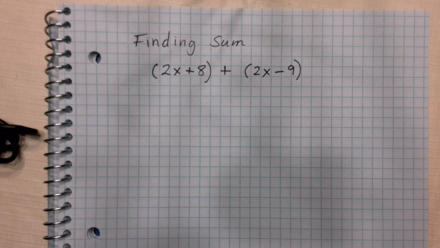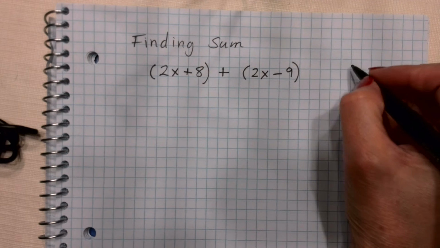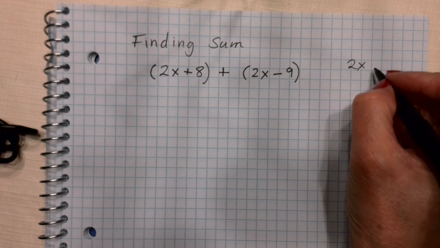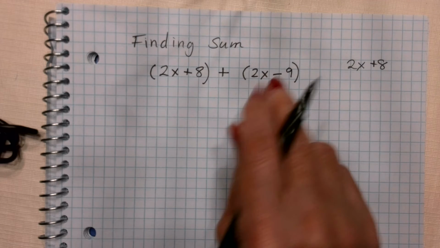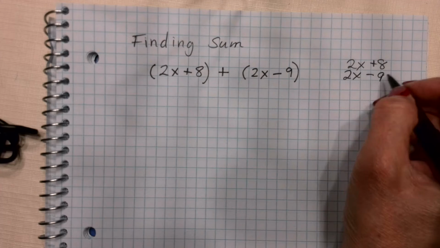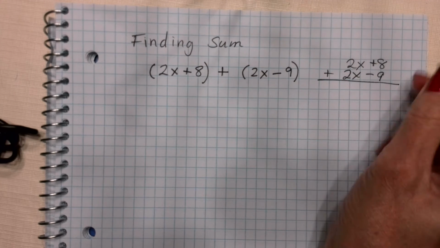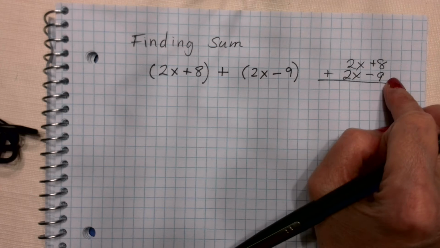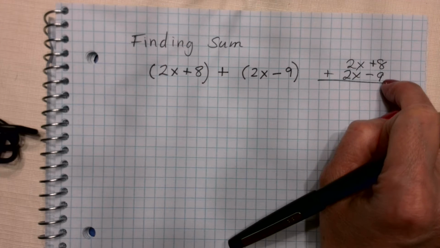So what you can do is we taught you two different methods, the vertical and the horizontal. I prefer the vertical because you can stack the numbers on top of each other. So you have 2x plus 8, and then right below it, we're going to add 2x minus 9. We're going to add all of these together. So if I go ahead and start on my right-hand side, I've got a positive 8 and a negative 9.